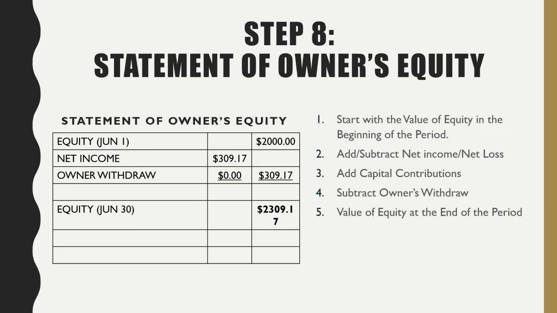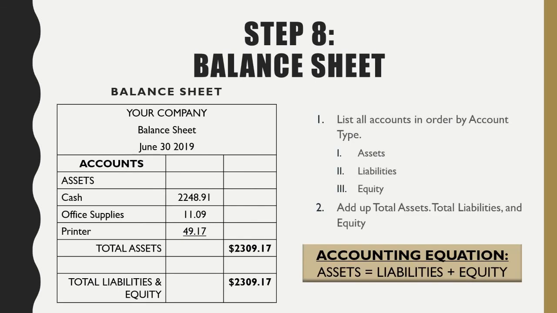So in this case, at the end of June, we have $2,309.17 for my equity. Okay, so once we get this number, then the next step is to go ahead and complete your balance sheet.